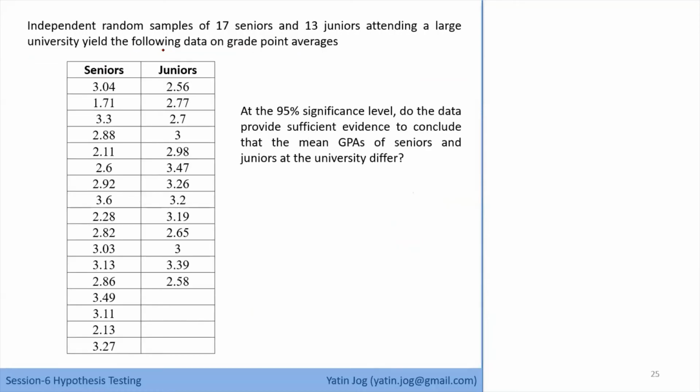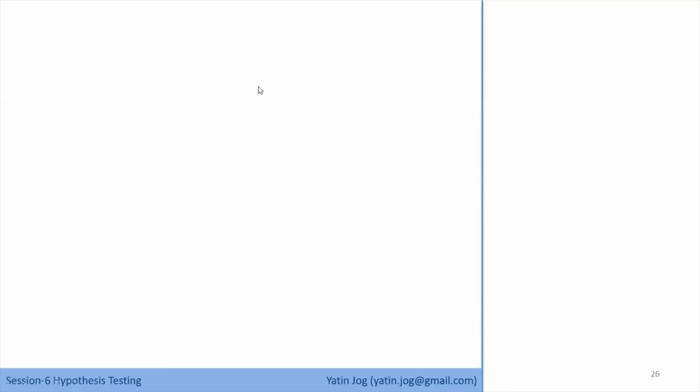So considering now all these things, I give you 2 minutes. Solve this problem. Yes. So what is H0 and what is H1? GPA same, that is the H0. GPAs of seniors and juniors at the university is same. There is no difference in the GPAs of seniors and juniors.